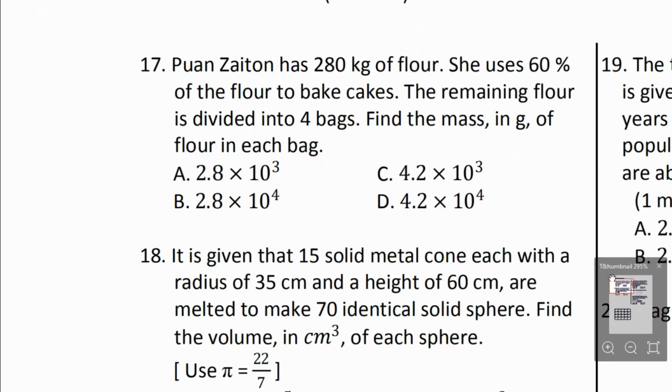Number 17. Zaiton has 280 kg of flour. She uses 60% of the flour to bake cakes. The remaining flour is divided into 4 bags. Find the mass in gram of flour in each bag. Okay, so since the question asks us to find the mass in gram, we can convert this kilogram to gram first. Kilogram to gram, so we multiply by 1000.